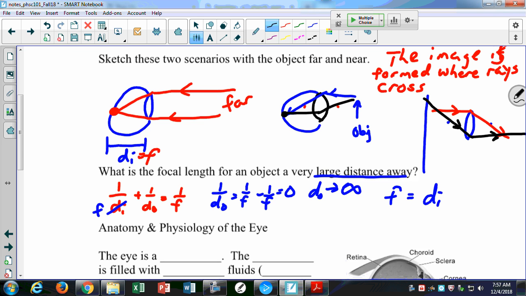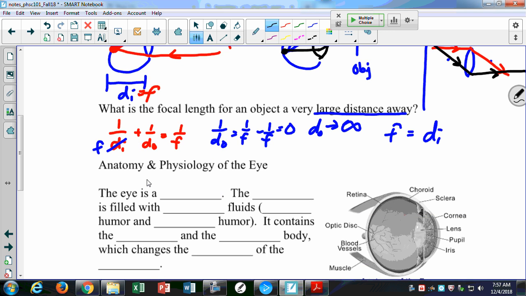Didn't you have an eye doctor appointment? Today at 10:15. Yeah, we're going to see what they say.